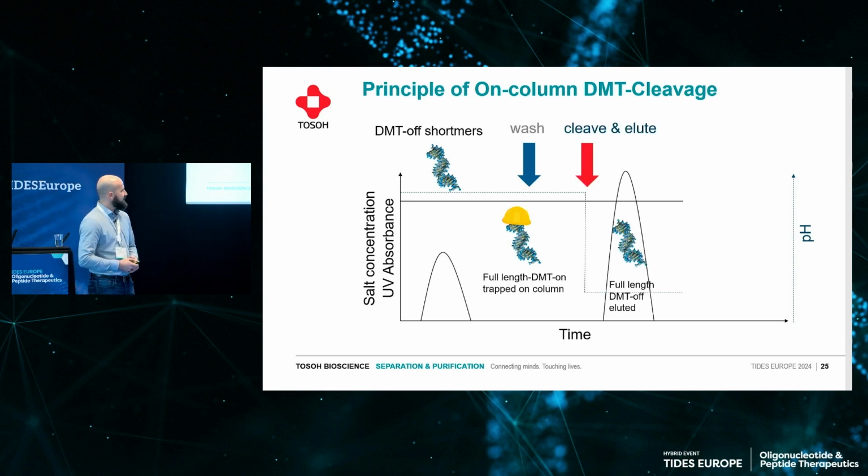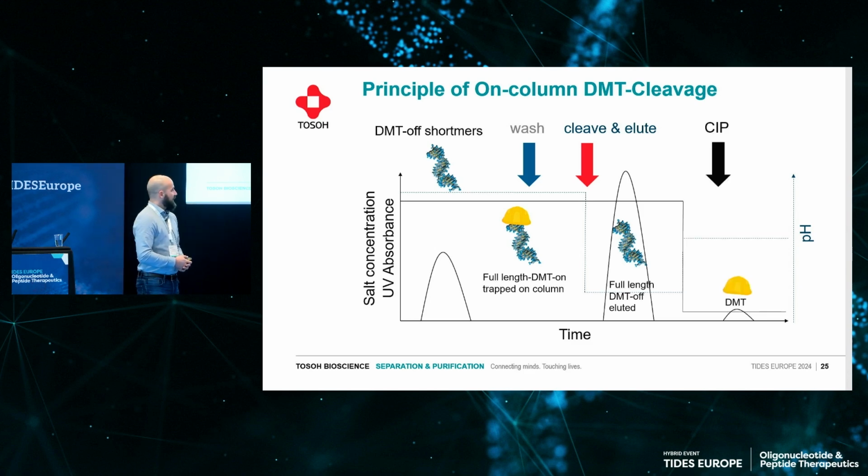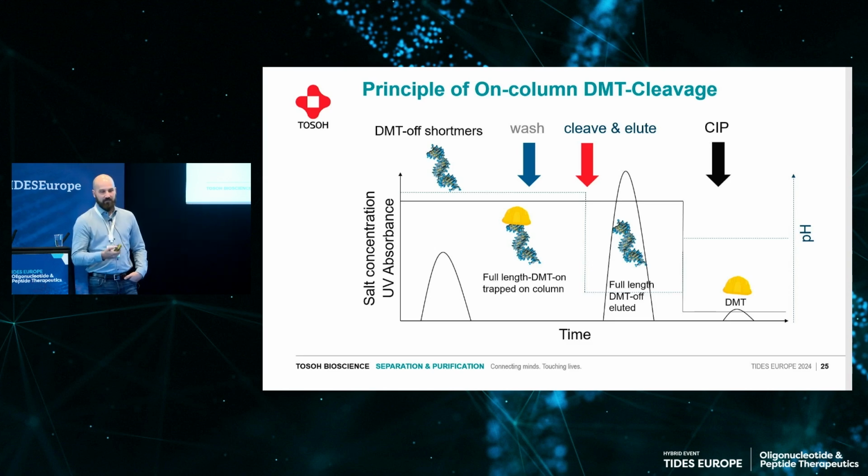And then in the next step, we keep the salt concentration high, but we decrease the pH value. This means the protection group gets cleaved off because it's acid labile. The full-length oligo, now without the protection group, will not interact anymore because it's far less hydrophobic. So this elutes. And then in the last stage, we decrease the salt concentration and we can elute our DMT protection group from the column.